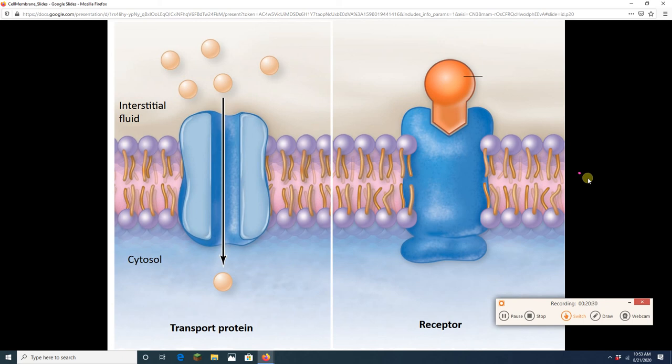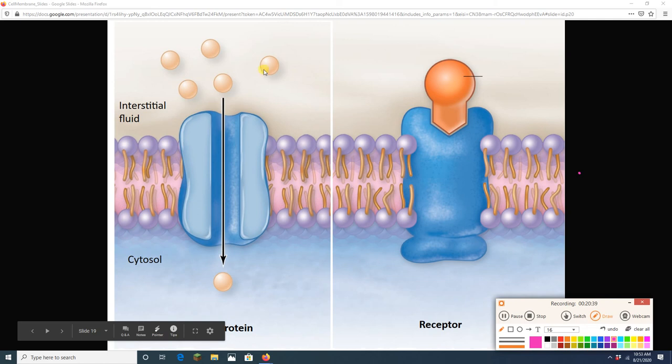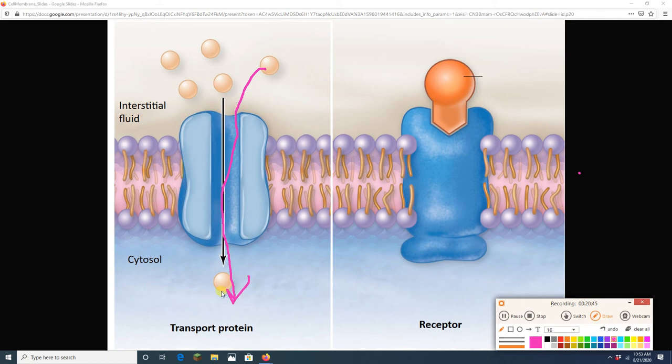So transmembrane proteins can act as transport proteins. This means we can let things go. These guys can go from the outside, they're in the interstitial fluid, to the inside, into the intracellular fluid. That's what the word cytosol means, by the way, intracellular fluid. So, integral proteins, transmembrane proteins, in fact, can allow for transport, can allow things to go through. This right here is a channel protein. We got to let certain things in. We got to let certain things out, all in the grand goal of maintaining homeostasis.